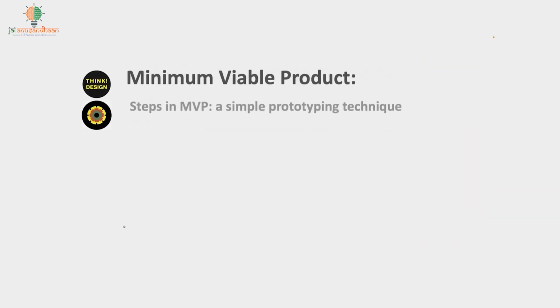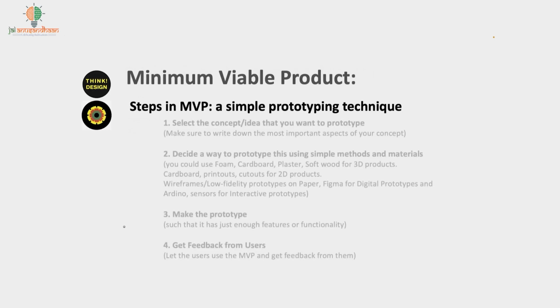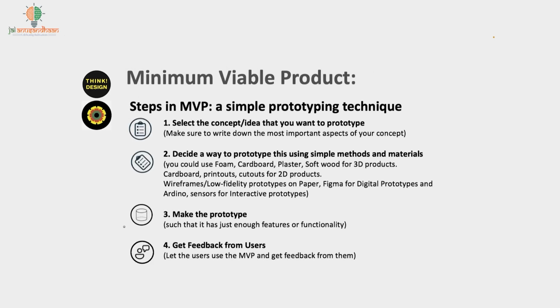So, if you look at the steps in this, you need to select the concept that you want to actually do an MVP. Okay. You need to write down the most important aspects of it, so that you can detail it out, and there are many ways you can do it. Okay. You can use foam, cardboard, plaster, softwood, or for 3D products, and cardboard printouts, cutouts for 2D products. Wireframes, low fidelity prototypes on paper, Figma for digital prototypes, and if it is interactive, you can use Arduinos or sensors for interactive prototypes, right.